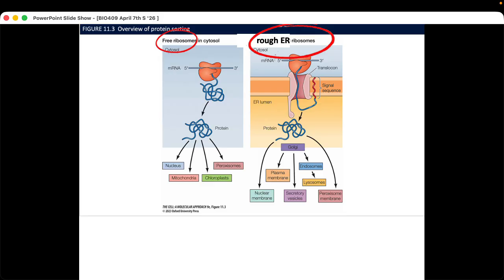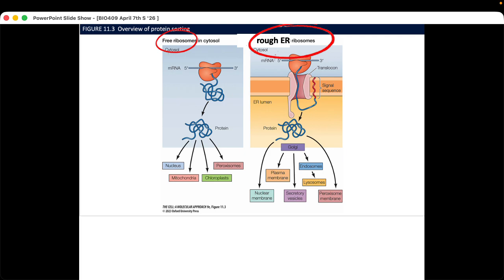So this is a figure from chapter 11, and it shows the pathway of protein synthesis. So there's going to be these ribosomes that synthesize the proteins, and there's going to be an mRNA that's bound to the ribosome, and the mRNA is just guiding amino acid addition. So there are different locations the proteins need to go.